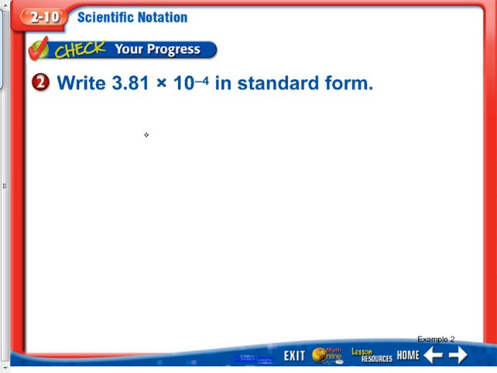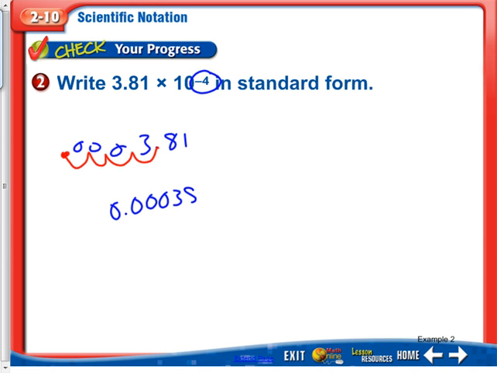Okay, so we have 3.81 times 10 to the negative 4th. So that means we're moving left. Okay, 1, 2, 3, 4, and let's fill those in. We have 1, 2, 3 zeros, so 0.000381, and that is our final answer.